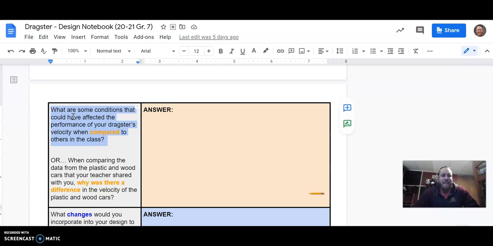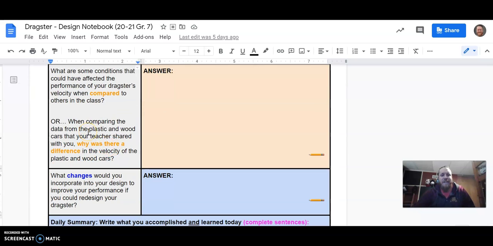Okay, and then for the next question, I want you to compare those two measurements. What are some conditions that could have affected the performance of your dragster's velocity when you compare it to others in the class? If you raced your car against others in the class, why did yours go faster or slower? Or if you didn't race your car in class, when you compare the data from the plastic and the wood cars that your teacher shared with you, why was there a difference in the velocity of the plastic and the wood cars?